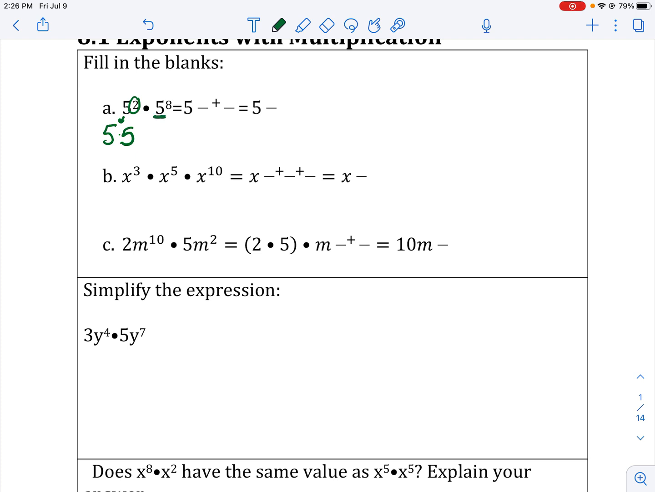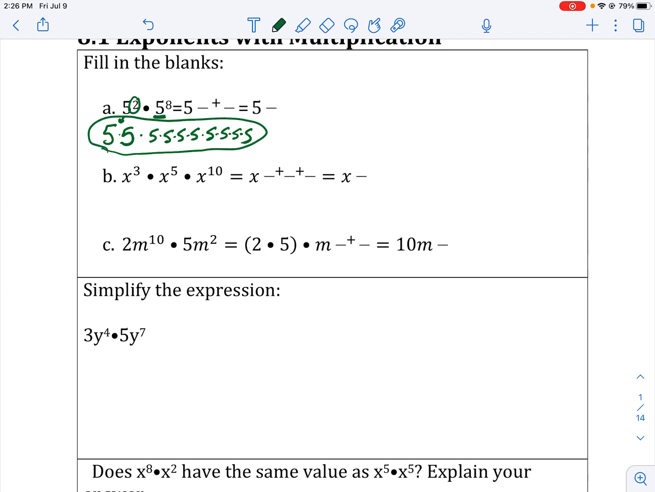5 to the 8th, let's bring the times down there, that means 5 times 5 times 5, all these 5s, 8 times. And basically what we're trying to simplify is how many total 5s do we have written down. And if you add up all the 5s, in this case you should have 10. So this is the long way of writing exponents out.